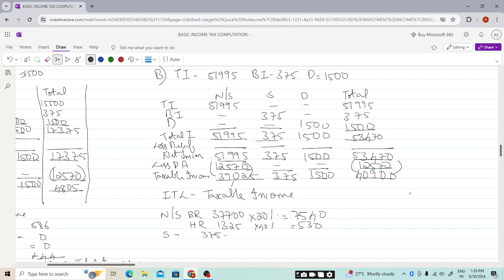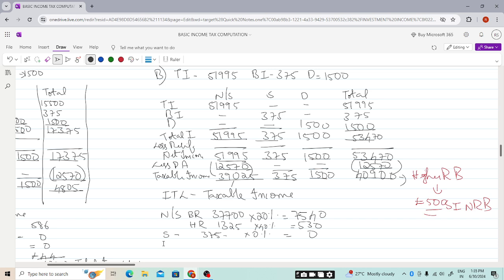Now we need to see the nil rate band. The nil rate band will be available because he is a higher rate taxpayer, as his income is falling within the higher rate limit. Higher rate means 500 pounds of relief will be available. Saving income nil rate band of 500. So the 375 will be taxed at 0. This will give rise to 0.